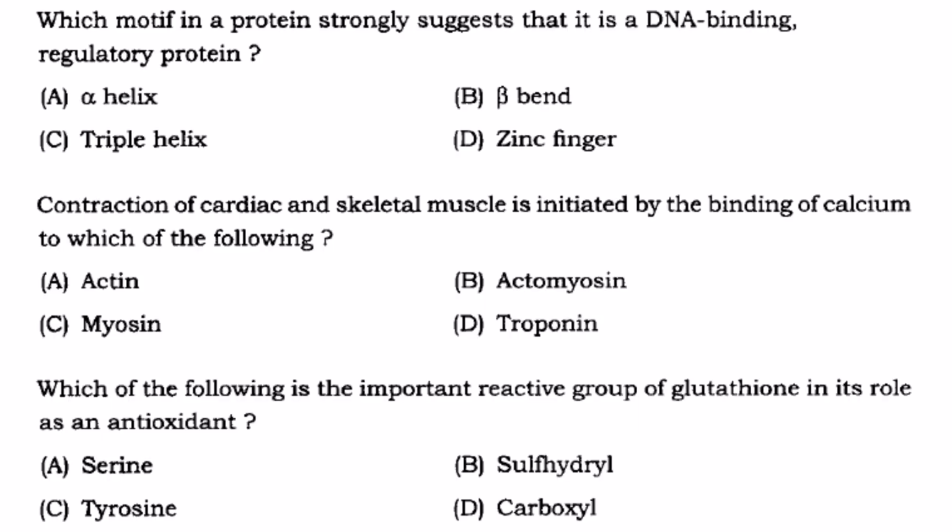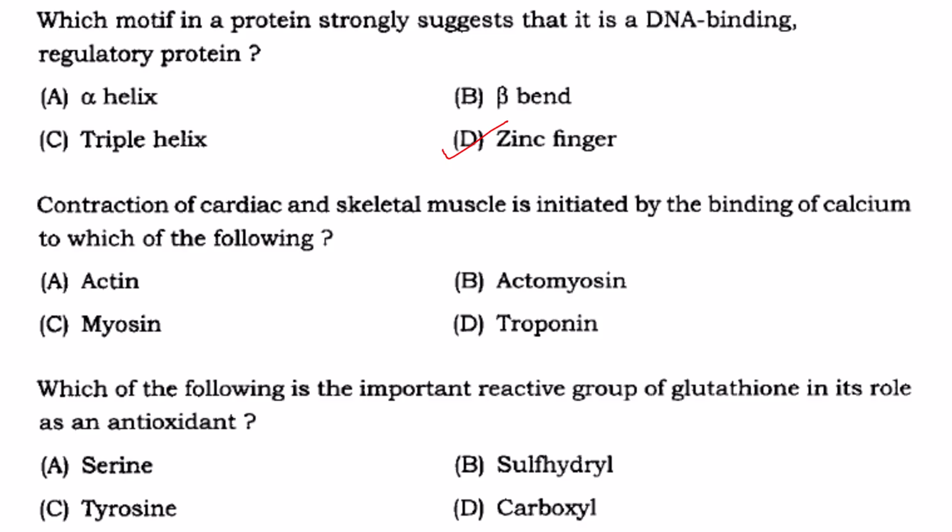Then next one, which motif in a protein strongly suggests that it is a DNA binding regulatory protein? Now if the protein is having motifs like a helix turn helix, leucine zipper and zinc finger, then it suggests that it is a DNA binding regulatory protein. So here in this option they have given only zinc finger, so the answer is option D.